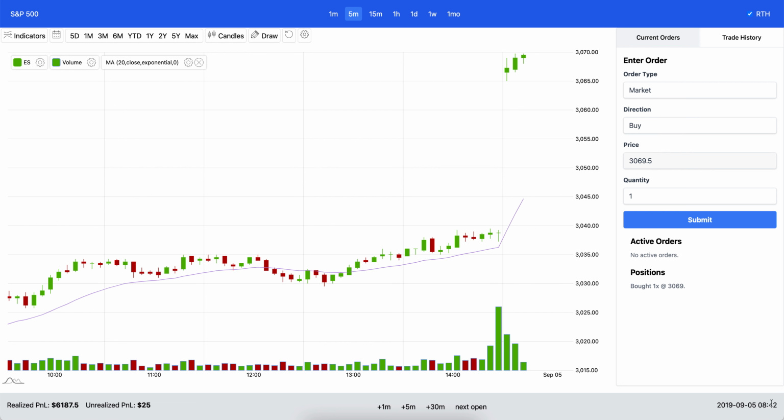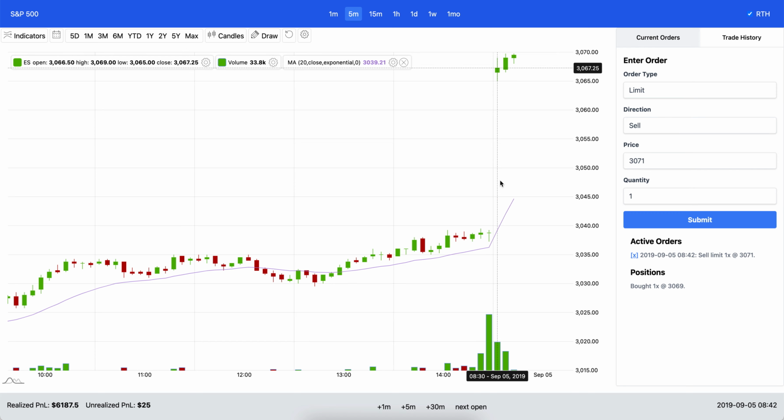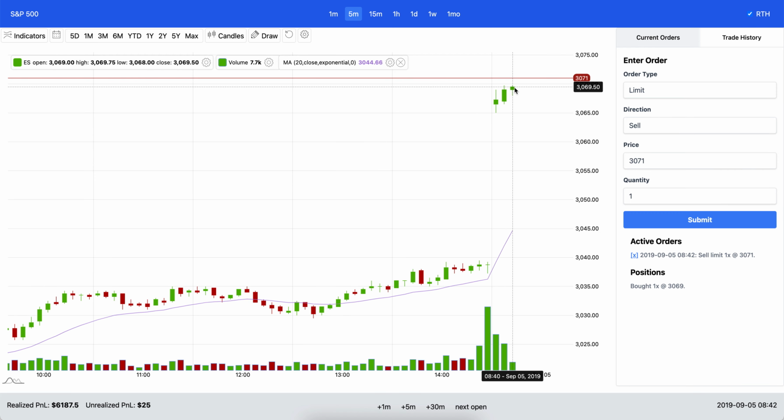Okay, I've been in the trade for about 2 minutes now. And maybe if I'm doing a quick scalp, I want to limit sell at, let's say, 2 points of profit. So I'll put a limit order at 71. If we get up there, then my order will be filled, and that will be $100 of realized P&L, because this is the E-mini contract where every point is $50.